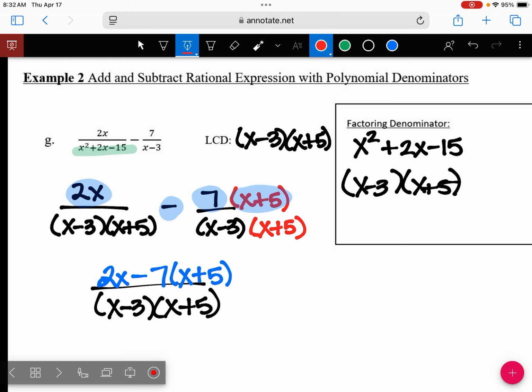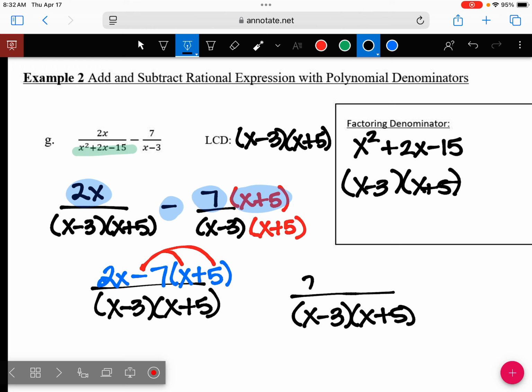So let's go ahead and simplify this. Remember, you're multiplying a negative 7 now, not a positive 7. So take a minute, multiply that negative 7. So you're going to take negative 7 times x, and then negative 7 times positive 5. And then combine your like terms, and you are done.